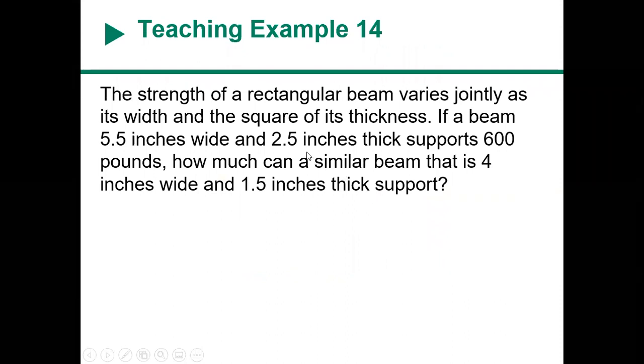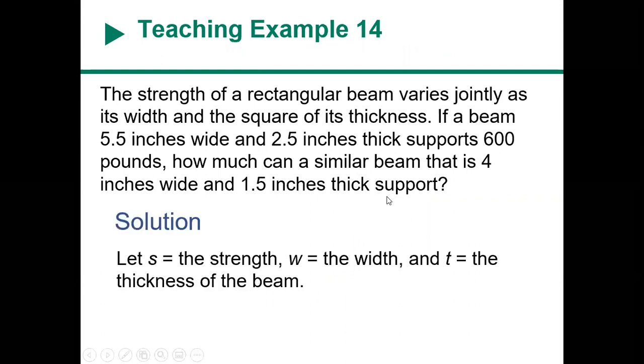All right. The strength of a rectangular beam varies jointly as its width and square of its thickness. If a beam is 5.5 inches wide and 2.5 inches thick, supports 600 pounds, how much can a similar beam that is 4 inches wide and 1.5 inches thick support? So we're going to first identify our variables. We have S equals the strength, W equals the width, and T equals the thickness. So we have strength, width, and thickness. Hopefully you all agree.